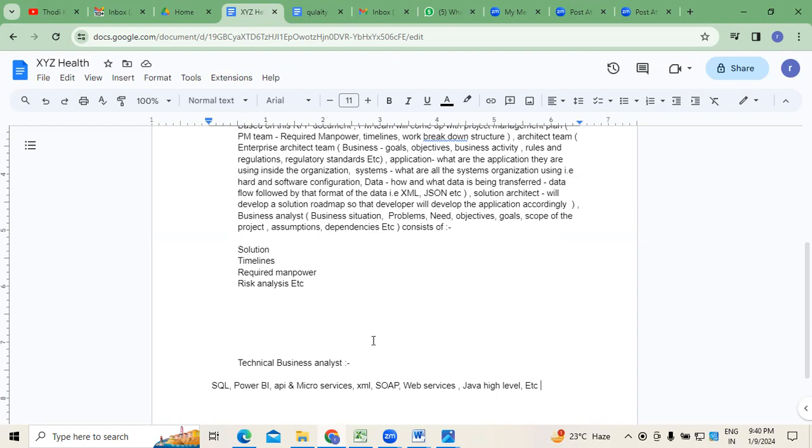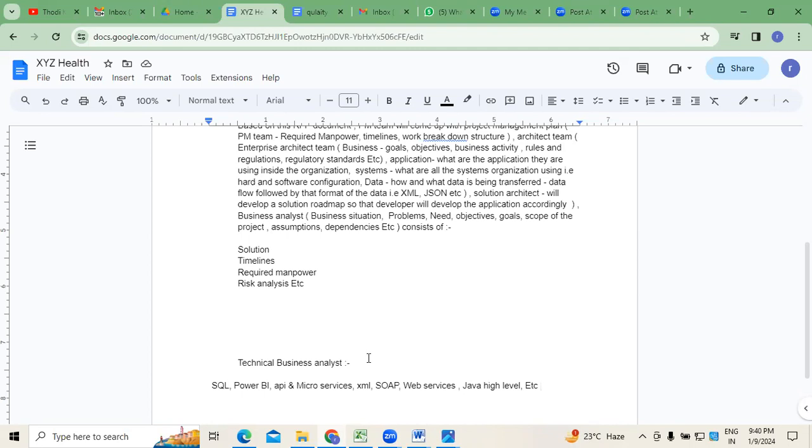For example, when we are working on a real-time application, there are some queries we need to write for the data, so you need to have knowledge of SQL. You need to create some report generation, for which Tableau or Power BI is required. You want to make two applications communicate with each other, so for that you have to write an API, either a SOAP API or a RESTful API. It must be microservices architecture now.